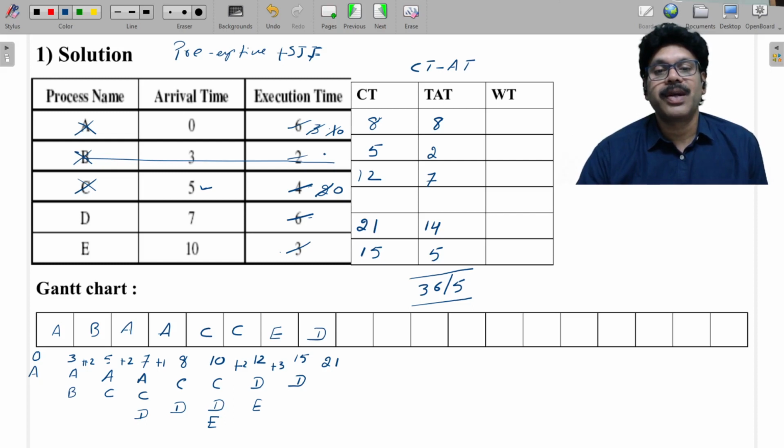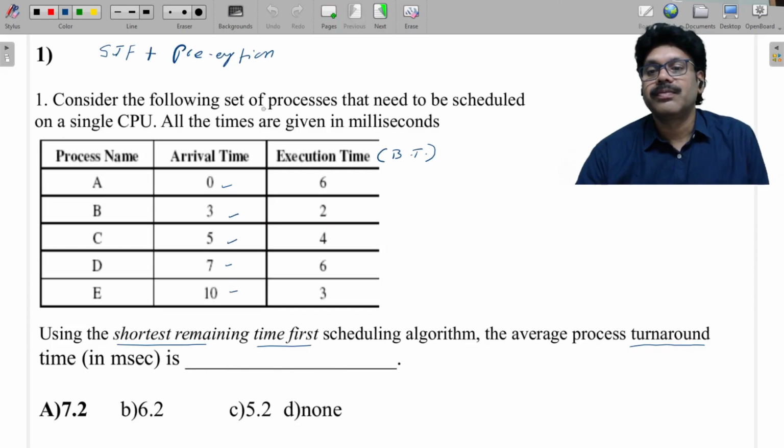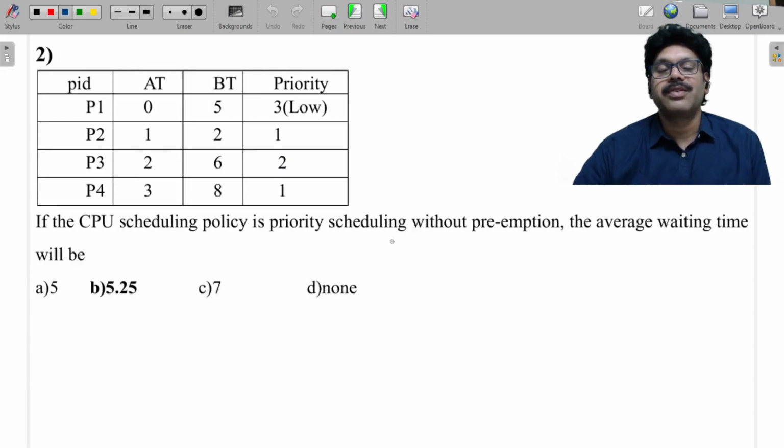So 36 by 5, altogether it is 7.2. So let us talk about the second question.